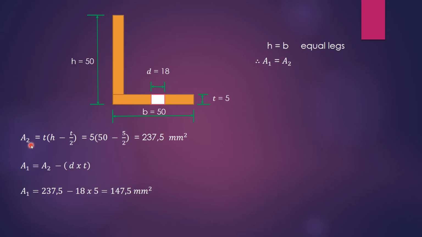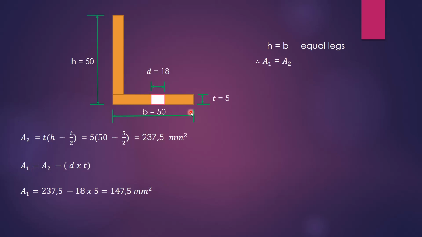All right, so area 2 is equal to t into h minus t over 2. Which is equal to t, which is 5, times h, which is 50, minus 5 over 2, and then we get 237.5 millimeters squared. Okay, so this is our area 2, the unconnected leg area. Okay, so now we go to area 1.